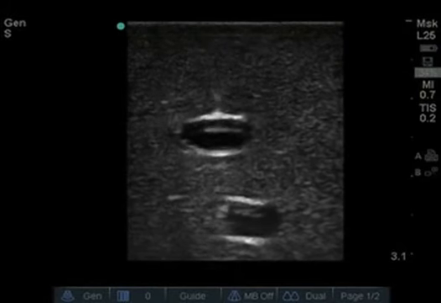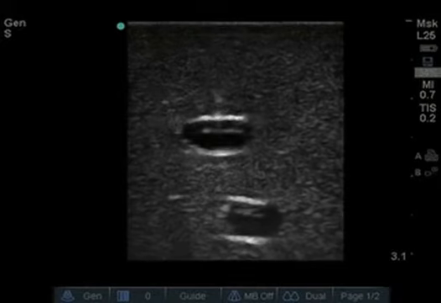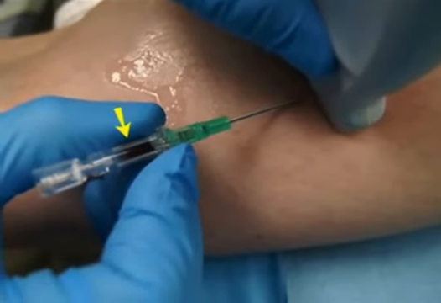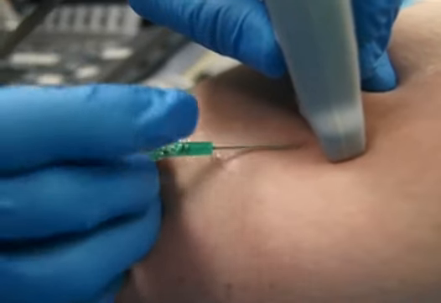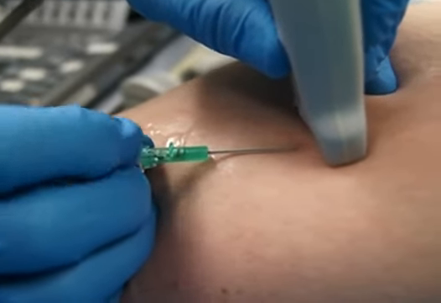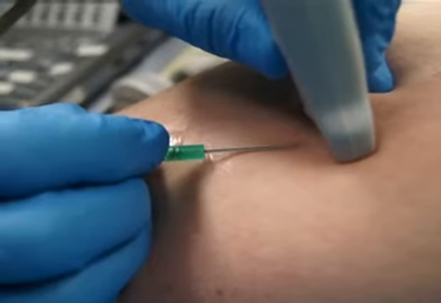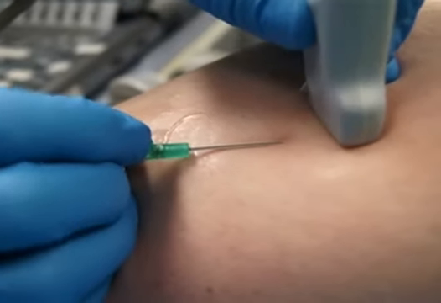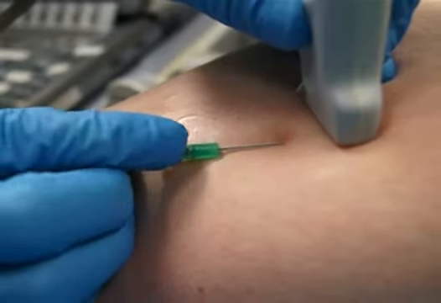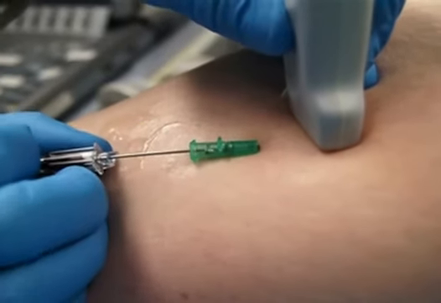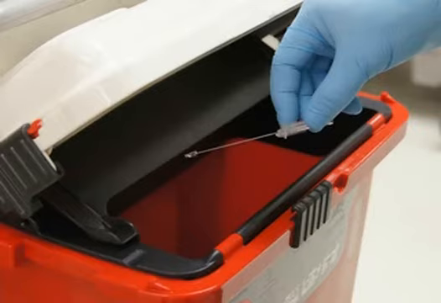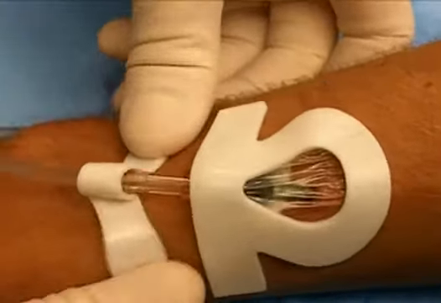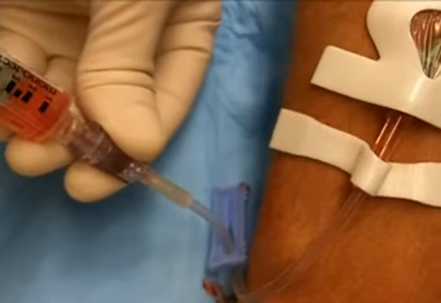Look for indentation of the anterior wall as the needle tip enters the vein. Watch for blood return. Decrease the angle of the needle and advance it 1 to 2 millimeters further to make sure the entire needle tip and the tip of the catheter are inside the vein. Hold the needle still and advance the catheter into the vein. Remove the needle and place it into a sharps container. Remove the tourniquet. Anchor and flush the catheter as previously demonstrated.